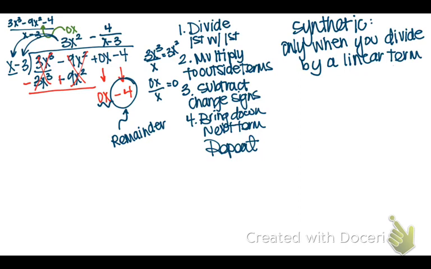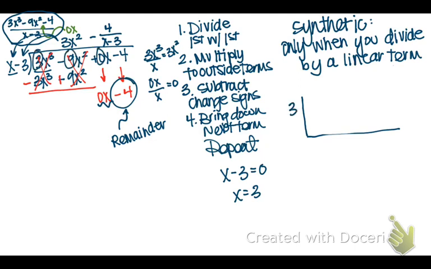So we're just going to use the same problem up here. I can set that x minus 3 equal to 0, and I get x equals positive 3. And I can write this out, so this will be a 3. On the inside, I'm going to write these coefficients. So this will be 3, negative 9, 0, and negative 4.